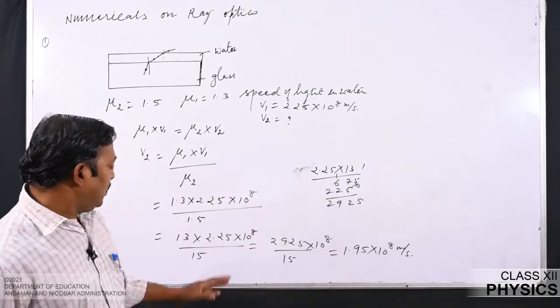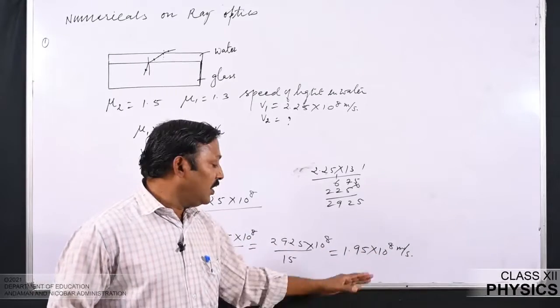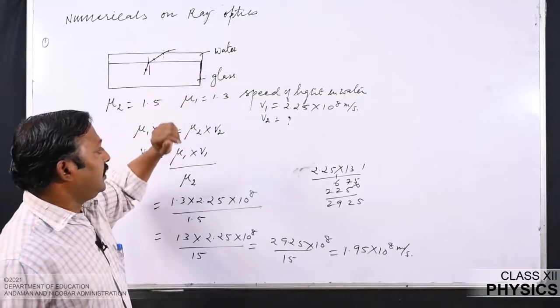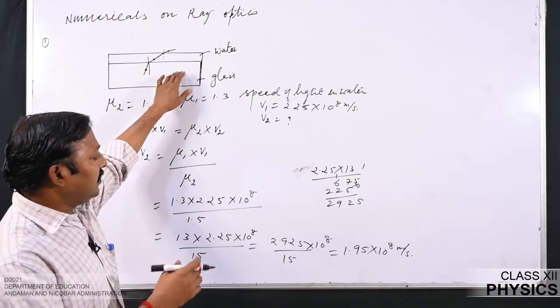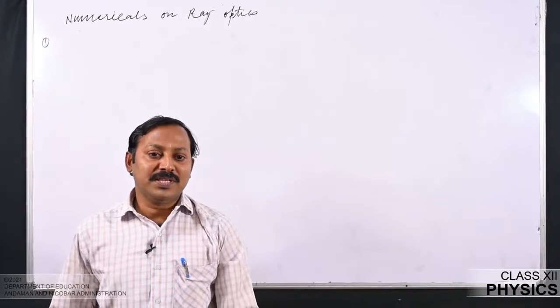We see here that the velocity in glass comes out to be 1.95 into 10 to the power 8, which is lower than the velocity of light travelled in water medium. This indicates that as the refractive index increases, the velocity of light decreases. Next we have a second numerical.